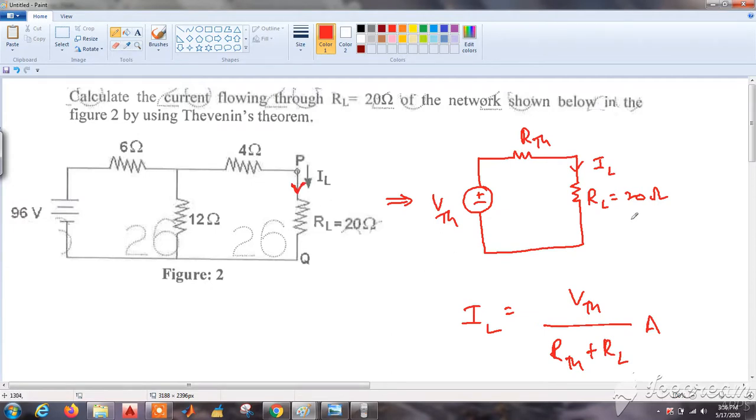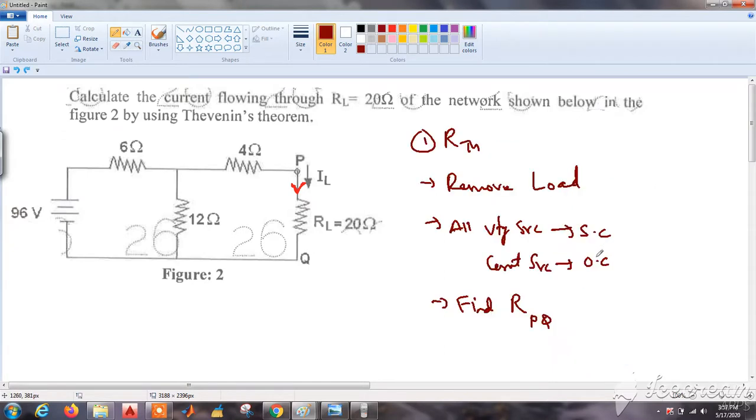So in our question, RL 20 ohms is given, and we have to find out VTh and RTh and calculate our current IL. So let us find out RTh first. Before finding RTh, we have to follow certain rules. The first rule is to remove the load or open circuit RL.